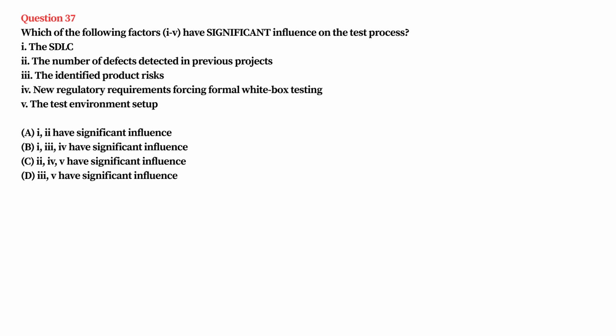Three is true. The identified product risks are one of the most important factors influencing the test process. Four is true. Regulatory requirements are important factors influencing the test process. Five is false. The test environment has no significant influence on the test process, hence 1, 3, 4 have significant influence is correct.